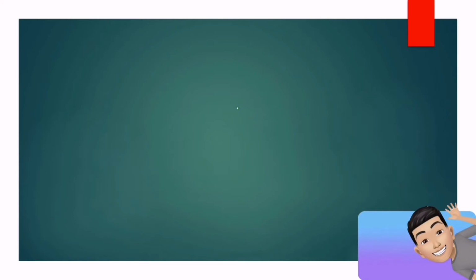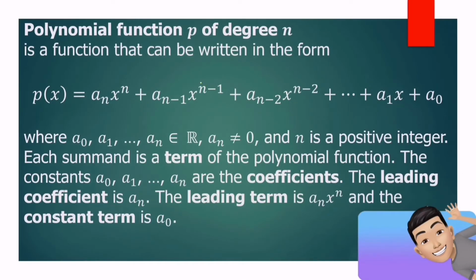Siyempre, meron pa akong idadagdag. Ano nga ba? Siyempre, baka nakalimutan nyo, yung polynomial function. So, a polynomial function p of degree n can be written in the form of a sub n x to the n plus a sub n minus 1 times x to the n minus 1 plus a sub n minus 2 x to the n minus 2 and so on and so forth hanggang makarating kay a sub 1 times x plus a sub 0.